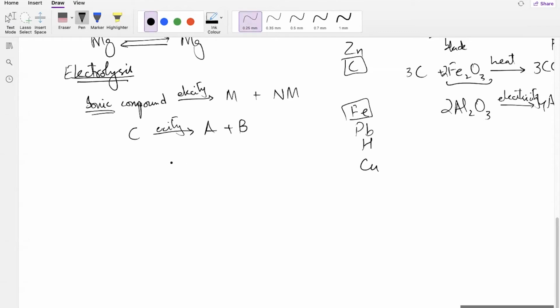So here's the setup. The basic setup is you take a tank. In that tank, you're going to put the thing that you want to break up. That is the electrolyte.